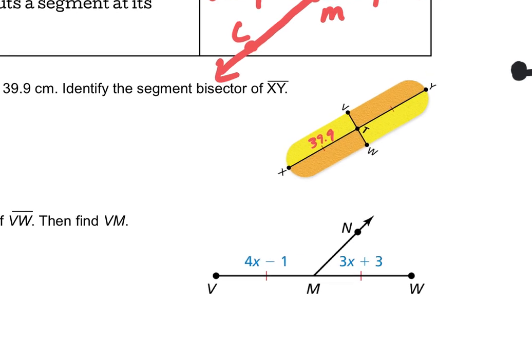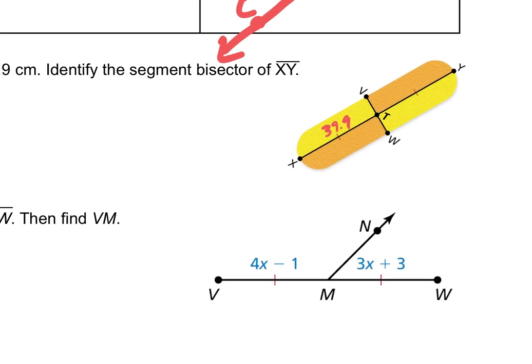Find XY. Okay, here's where you kind of have to be careful. There are a lot of things in here that people will get thrown off with. The first thing that some people might do is they'll immediately say, oh, it's 39.9, because we don't really pay attention to what exactly it is that we're trying to find.